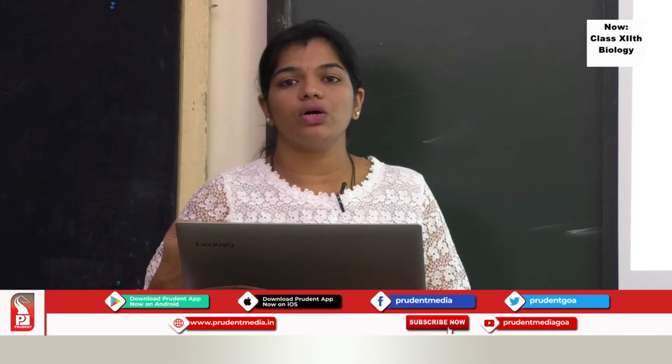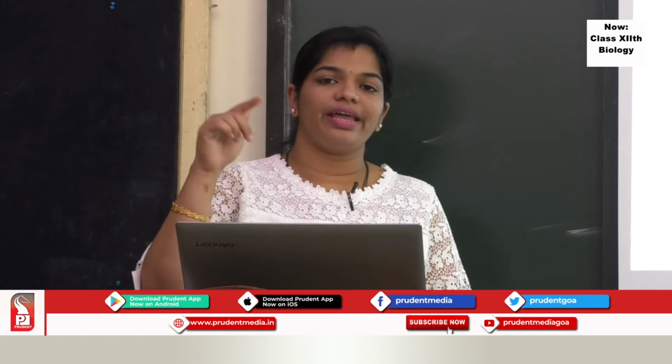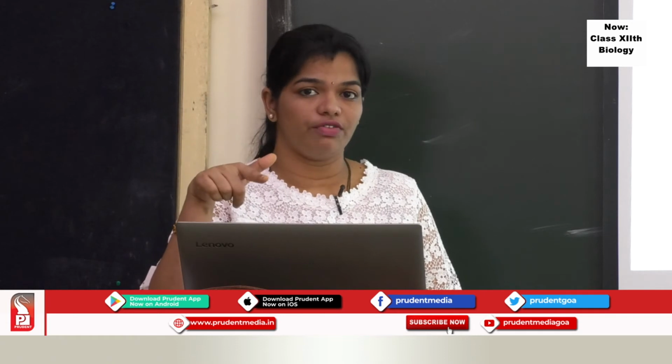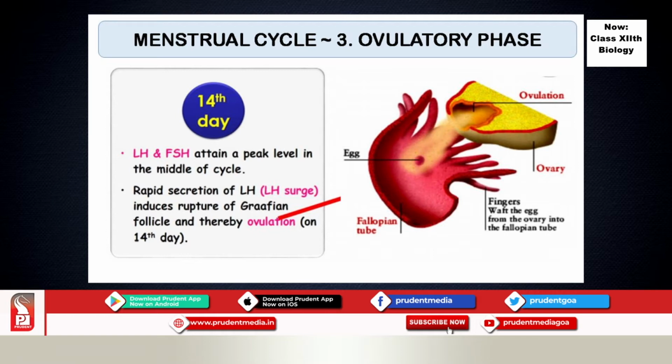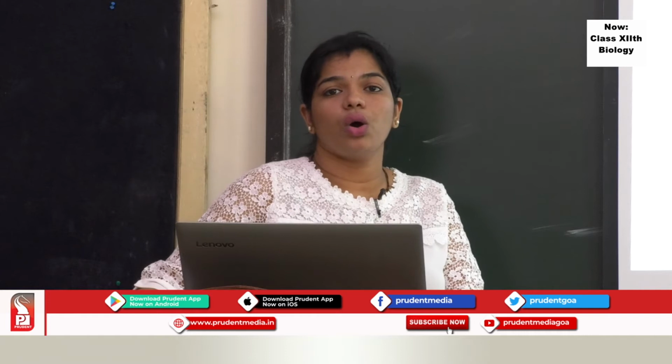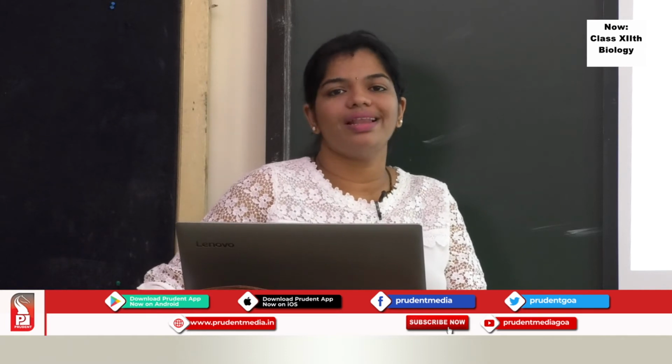The third phase is the ovulatory phase. LH and FSH, which were secreted at the follicular phase, here will reach their peak. It's the middle of the cycle now. By the 14th day, there is a rapid secretion of LH, which is termed the LH surge, which induces the Graafian follicle, and the Graafian follicle will open and release the secondary oocyte. This process is called ovulation, which takes place on the 14th day of the menstrual cycle.